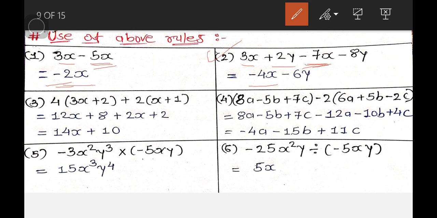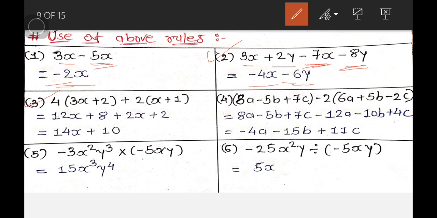Now 2y and 8y are similar terms. So we subtract 2 from 8, then we get 6y, and minus 8y is the larger term, so we will put a minus sign here. Now in example 3, we can see that the given expression is 4 into 3x plus 2, plus 2 into x plus 1.